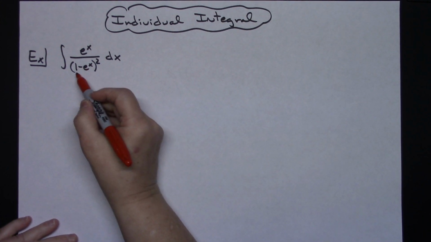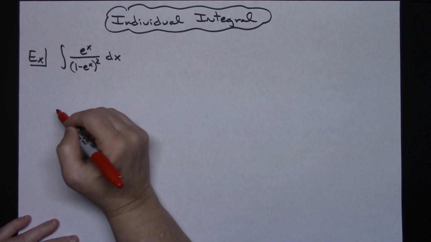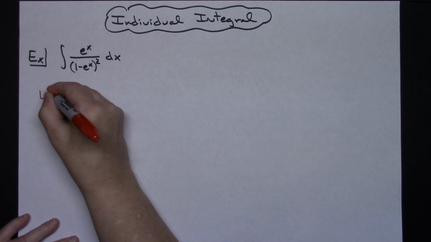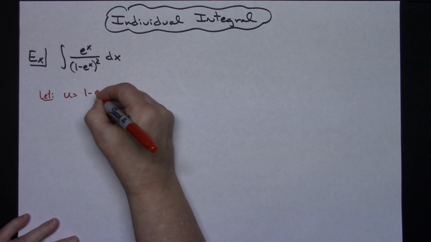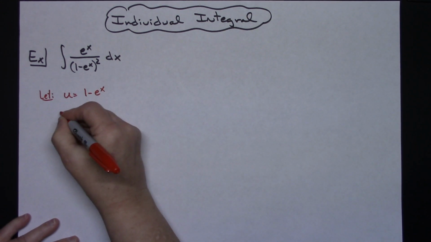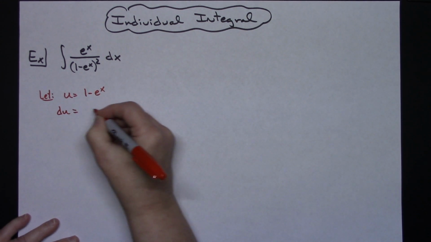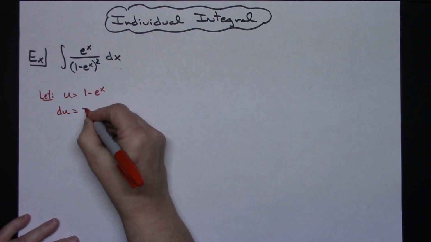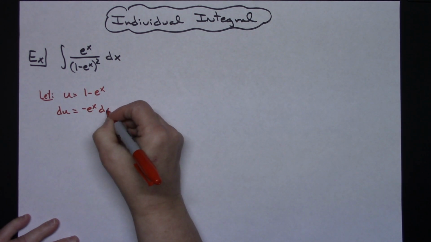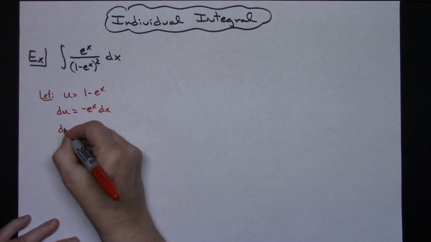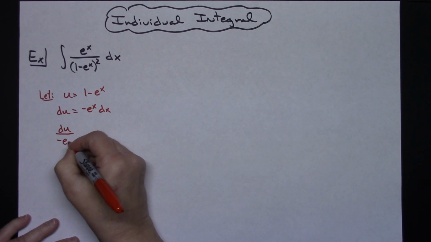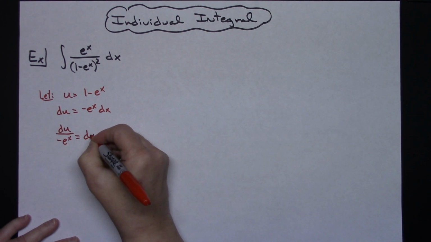So I'm going to look for that inside part of the function, and that's where I'm going to let my u be. So I'm going to start with let u equal 1 minus e to the x. Then I'm going to take the derivative of both sides. Du is going to be equal to a negative e to the x dx. And then if I go ahead and solve all the way down for dx, I will have a du over a negative e to the x is equal to dx.